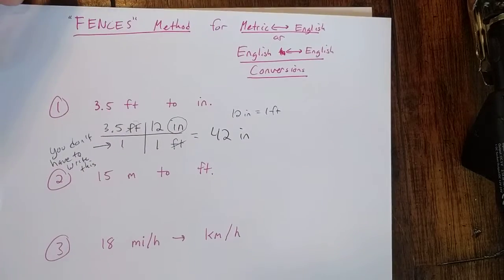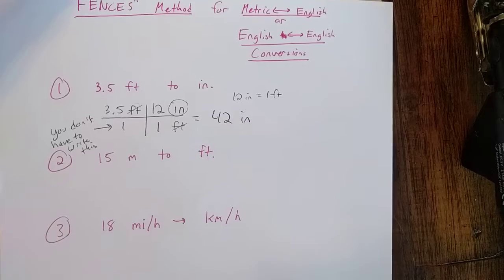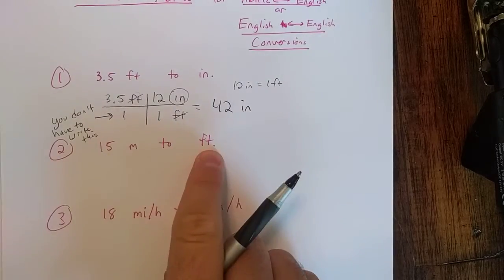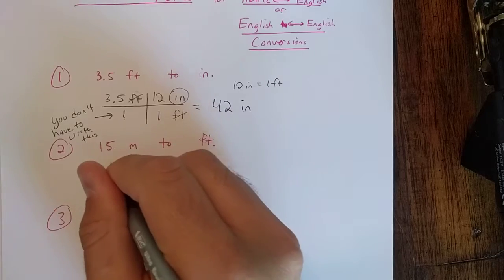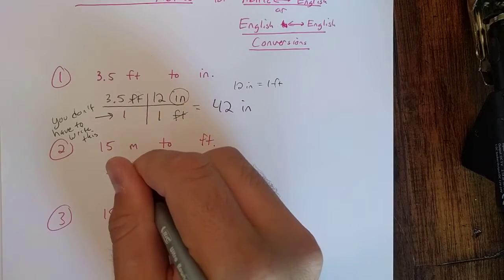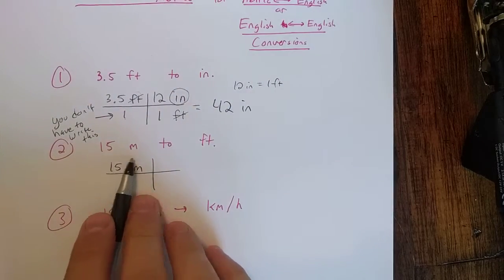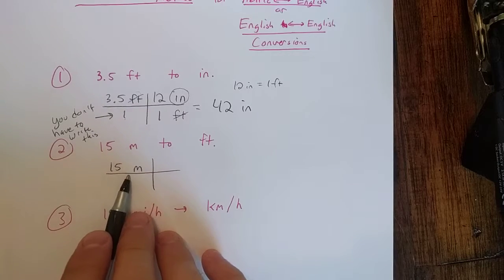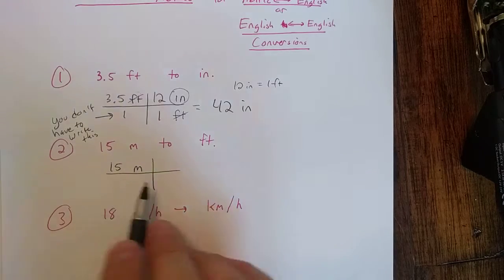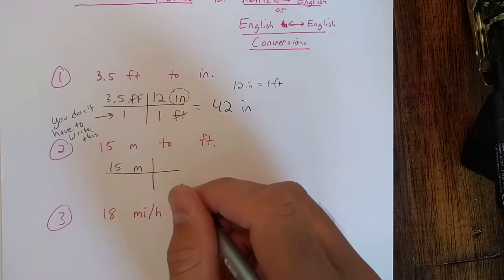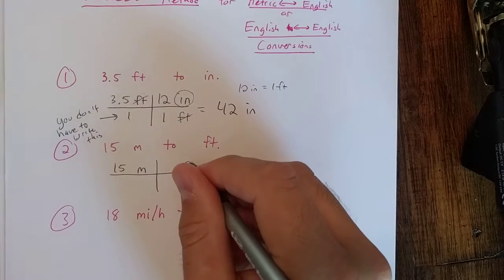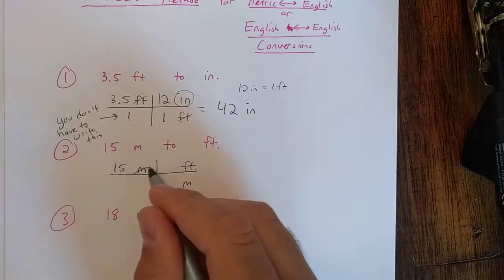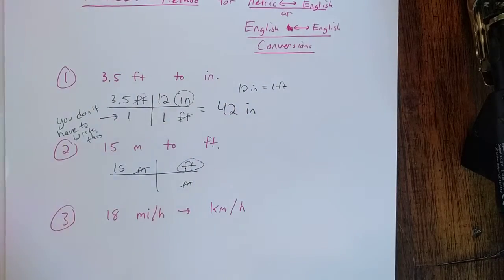Let's go on to another unit conversion, but this one's going to be metric to English. So we're going from meters to feet, so 15 meters to feet. First step, draw your fence and write your unit you're converting from in the top left corner. There's no second unit, so we don't have to write anything below it. If you're converting from meters, you want to cancel those out, so put meters in the bottom. Feet on top, so we can cross those out, circle the feet.